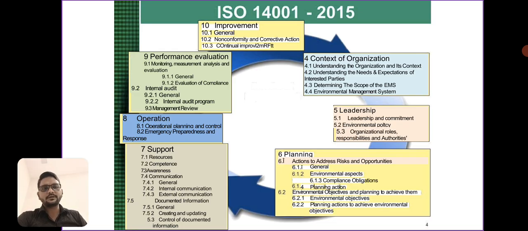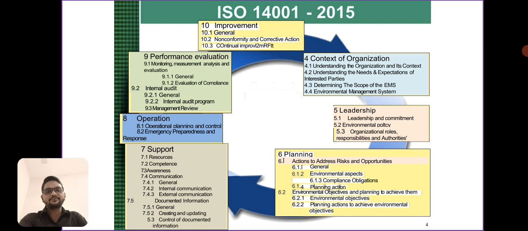In 6 we are in the planning phase. That 6.1 is actions to address risks and opportunities, 6.1.1 is general requirements, 6.1.2 is environmental aspects and related impacts, 6.1.3 is compliance obligations, 6.1.4 is planning actions, and 6.2 is environmental objectives and planning to achieve them, 6.2.1 is environmental objectives, 6.2.2 is planning actions to achieve environmental objectives.